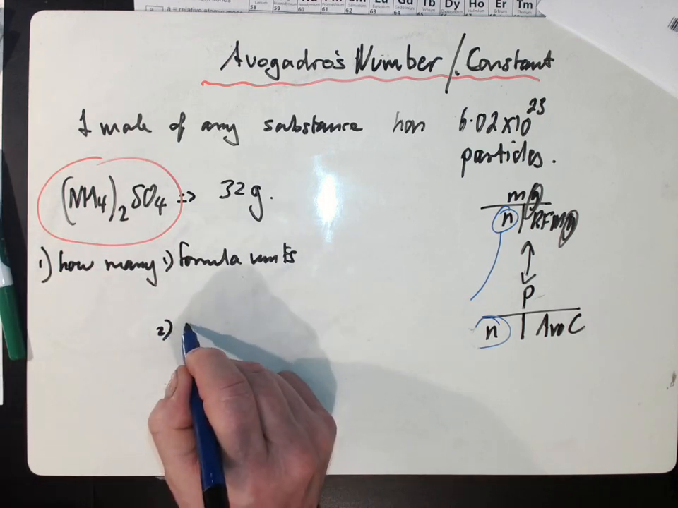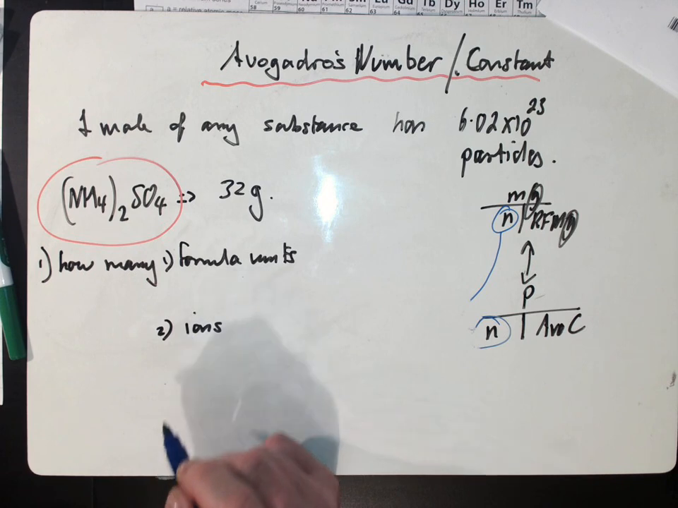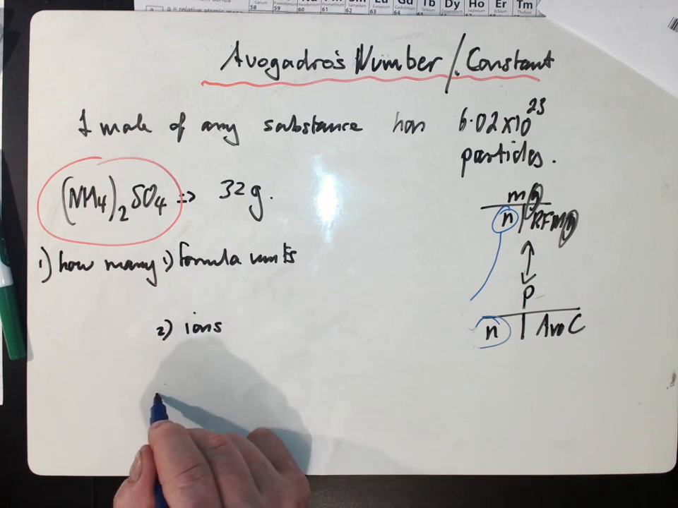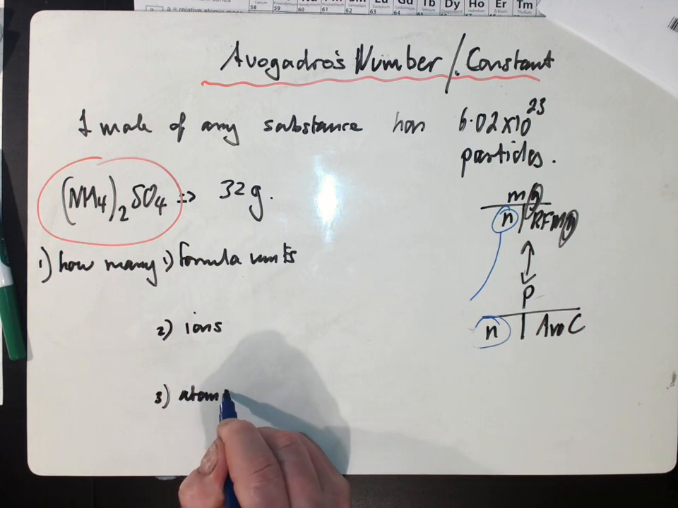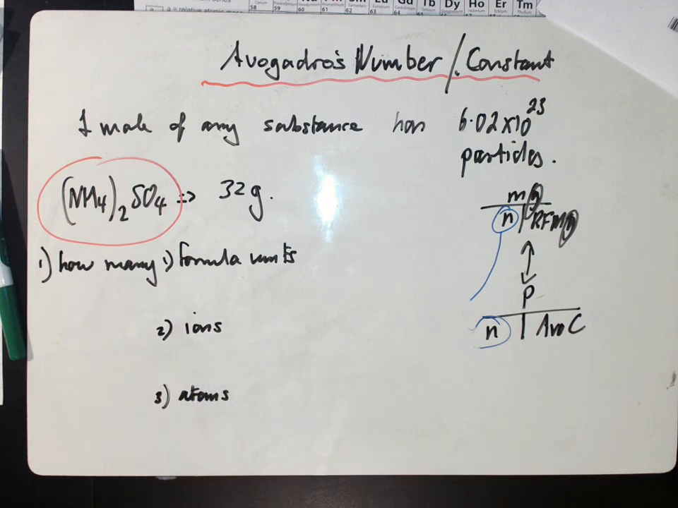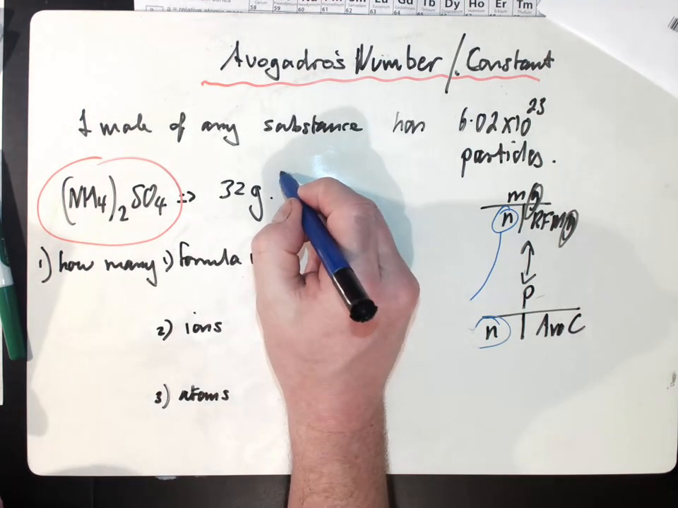Secondly then they might ask, well, okay, how many ions are in it? Thirdly they might ask how many atoms are in it, and they might ask all three of those, or they might ask just one. Okay, so again the first thing we've got to do is work out how many moles of this we have, and we need to get the RFM of this.